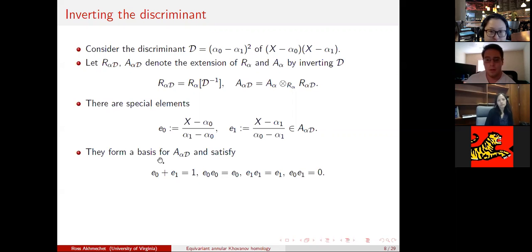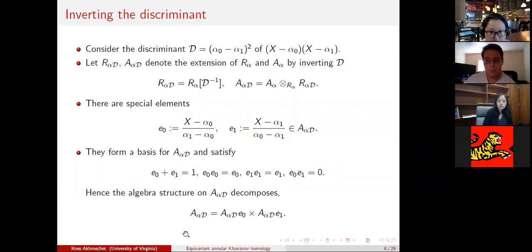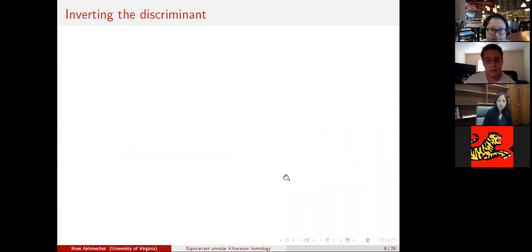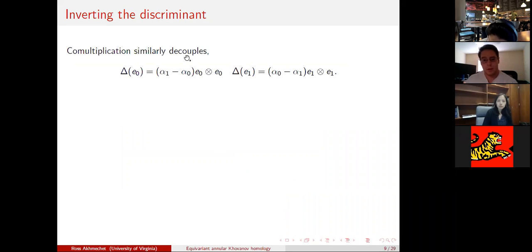So what these elements allow you to do is to decompose the algebra structure as just a product like this. And similarly, the comultiplication decouples from this. I like this word for this; I took it from their paper. So it also decouples. It's kind of like a diagonal, maybe. I'm not sure what a good word for this is, but you see that the comultiplication is very simple, and it's also kind of important that these coefficients are units. Once you invert the discriminant, these coefficients are units.